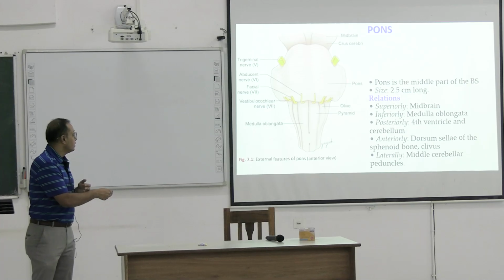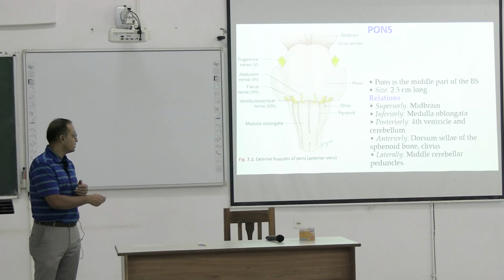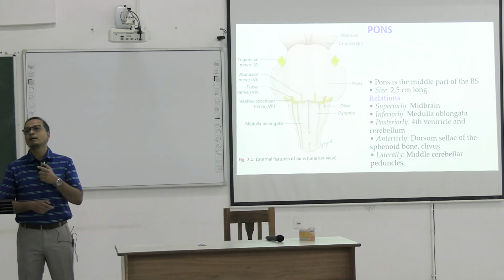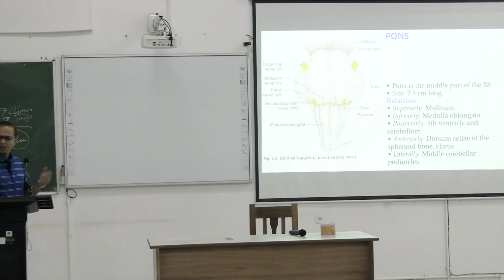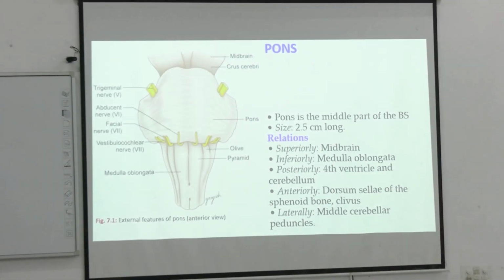So the part you are seeing here is the lateral-most part of the external surface, anteriorly, of this pons, which is related over here. We call it the middle cerebellar peduncle, or middle peduncle in short.